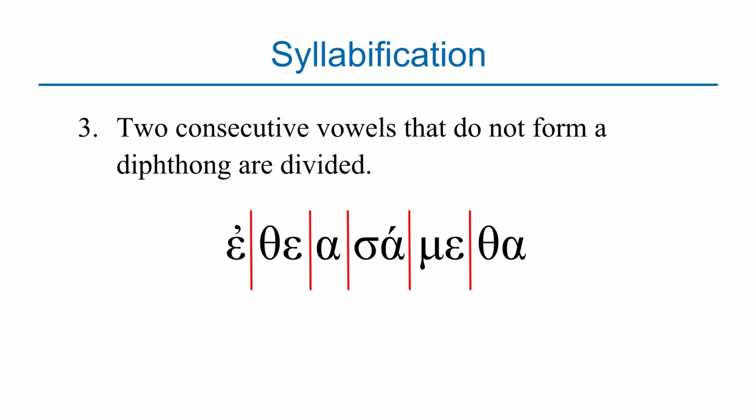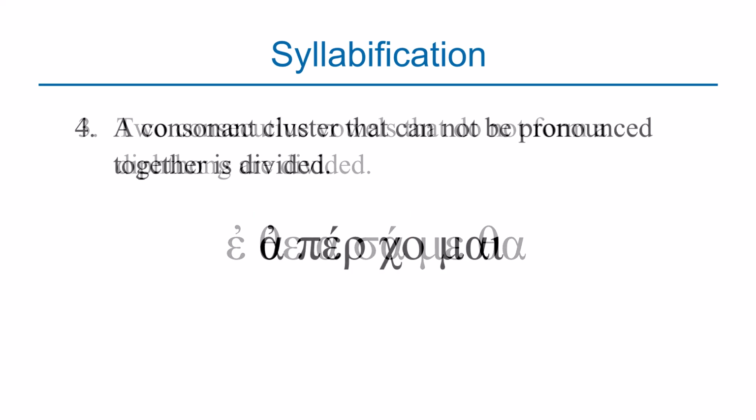So rule number 2 was saying every consonant that is single must go with the next vowel. So you have theta that is going with epsilon, and you have sigma that is going with alpha. You have mu, which is going with epsilon, and you have theta, which is going with alpha. So that's how you apply rule number 1, number 2, and number 3. And after syllabifying the word, now we can pronounce it. Etheasametha. Etheasametha.